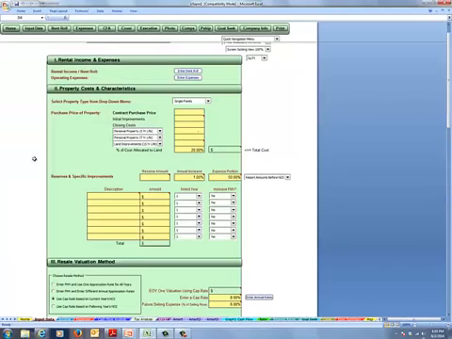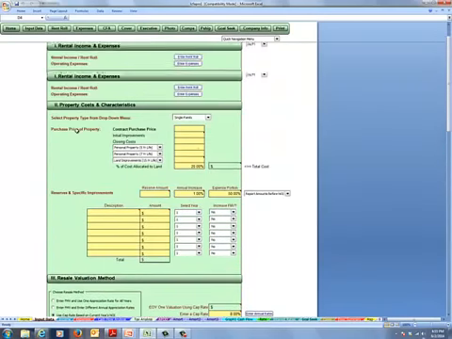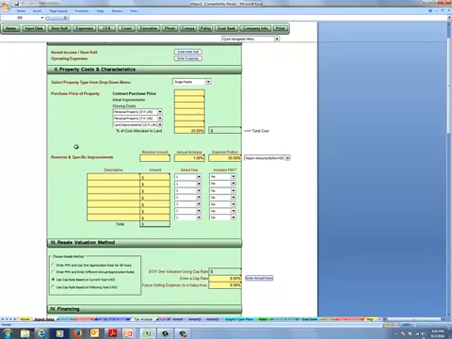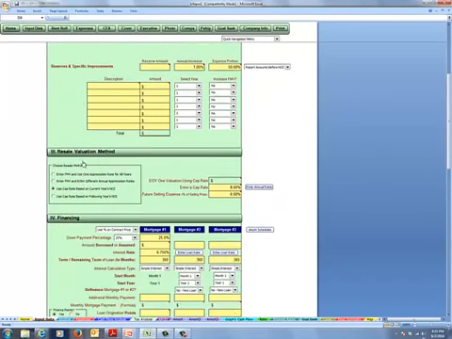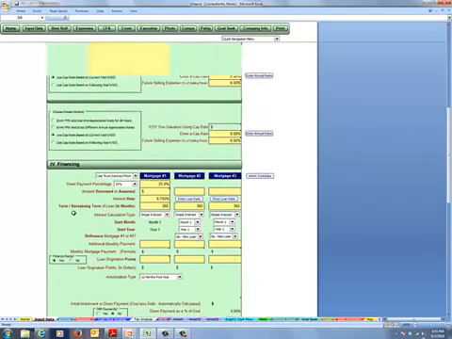Now in this particular video series I'm going to be jumping back and forth between this screen and the rent roll and the expenses and the cash flow analyzer as I put the information into the spreadsheets. But first off, I'm going to take you through just how to get around here. The input data section is broken up into 5 categories. The first category is the rental income and expenses. Second are the property costs and characteristics. Third is the resale valuation method. Fourth is the financing, and the fifth is the income taxes.